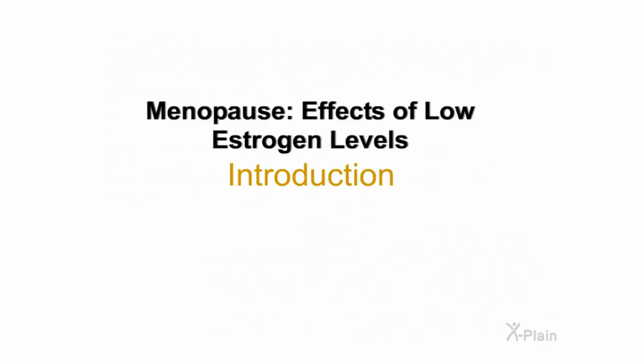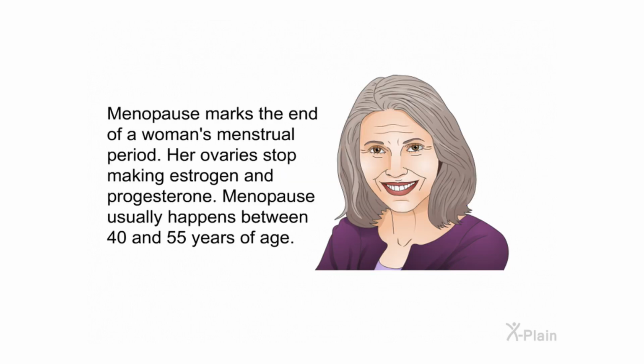Menopause. Effects of low estrogen levels. Introduction. Menopause marks the end of a woman's menstrual period. Her ovaries stop making estrogen and progesterone. Menopause usually happens between 40 and 55 years of age.